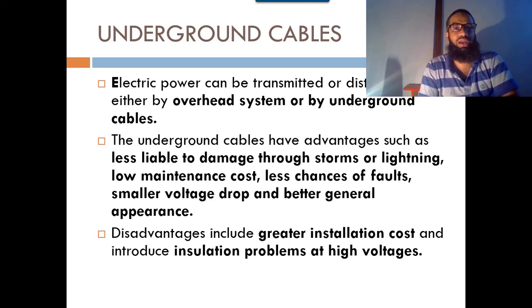However, if we look at the advantages of underground cable, the problems which we face in overhead cables are automatically removed. In overhead cables we have the issues of storms, lightning, maintenance, and faults. Similarly, we have ferranti effects and skin effects, which are produced in overhead cable. While in underground cable, the storm environment cannot create any impact, and both the lightning and storm issues are automatically resolved.